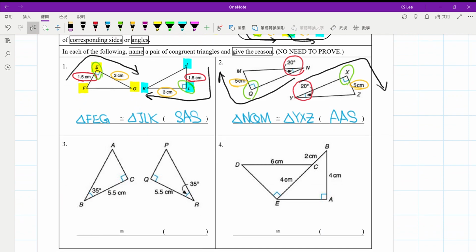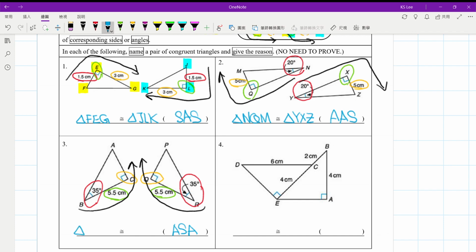So how about number 3 and number 4? For number 3, we need to first of all indicate the equal angle, 35 degrees. And then we have the equal sides, 5.5 cm. And then we have a pair of equal angles, 90 degrees. So they are in this order. Okay, so we can say that these two triangles are congruent to each other using the reason ASA, angle side angle.